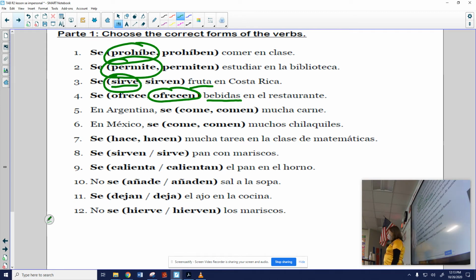Do the rest. Les doy 90 segundos y después chequeamos. Y ustedes también, estudiantes a distancia. Haz las próximas y después vamos a chequear.